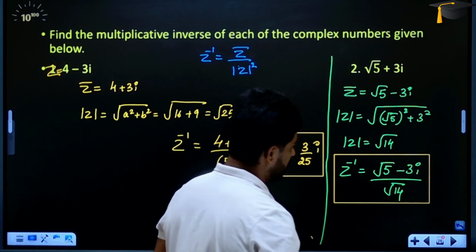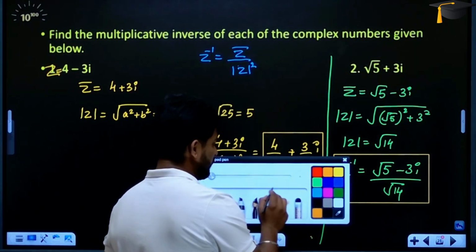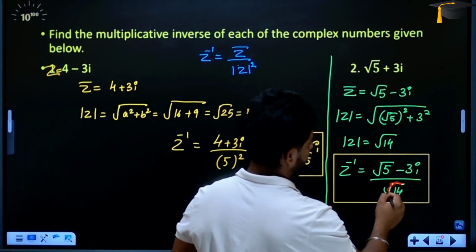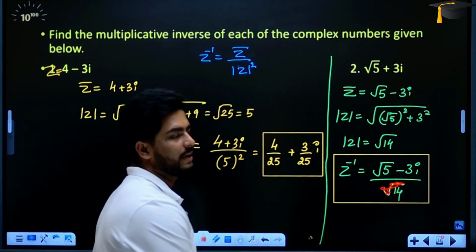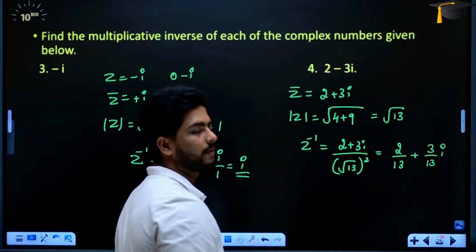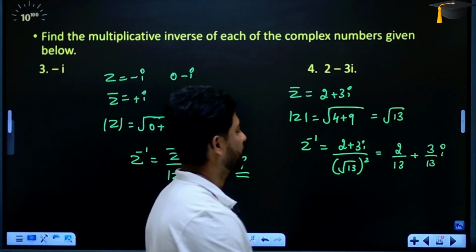I think here I wrote wrong. Yes, wrong, you know? See, observe here. So the formula is root of mod, the whole square, right? So when you square, this root cancels. So there is no root in this. So only the answer comes. Here also the same. So I have just removed the square and the square root. So it's 2 by 13 plus 3 by 13 i. Next.